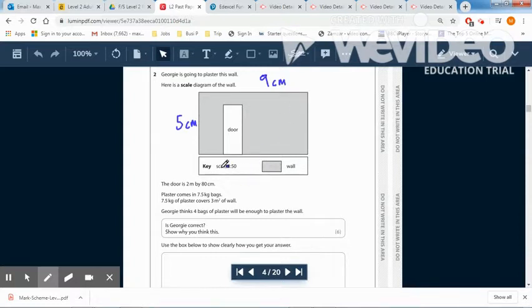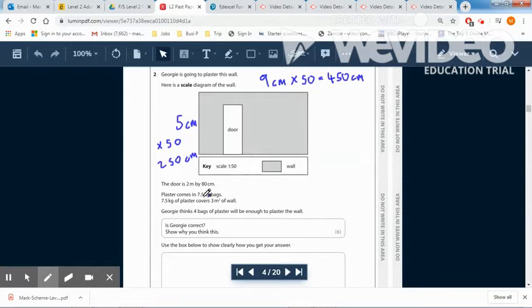Second thing we need to do is look at the scale. So the scale is 1 to 50. For every 1 centimeter here, it is equal to 50 centimeters in real life. So I need to multiply both of these by 50. It's going to give me 450 centimeters. And then if I multiply 5 times 50, it's going to give me 250 centimeters. It also says the door is 2 meters by 80 centimeters.